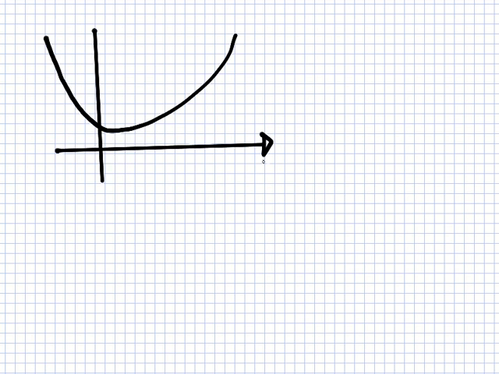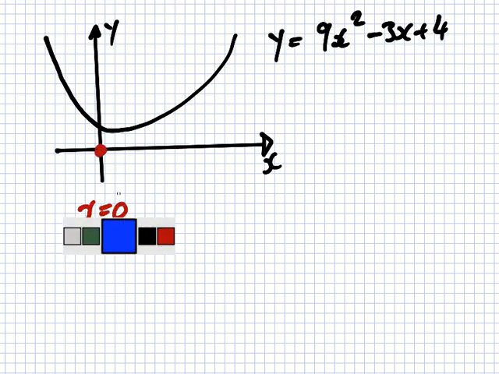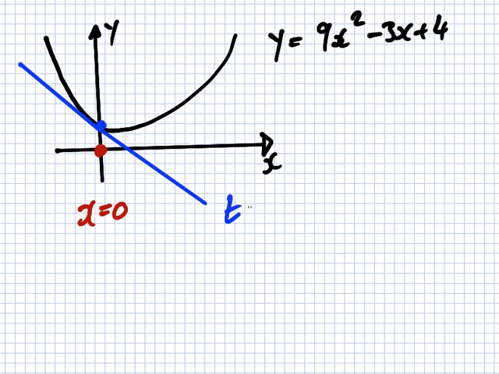I'll give you this time the quadratic. Well, I gave you that last time as well. So here's the quadratic. y equals 9x squared minus 3x plus 4. And I'll give you a point here. I'll say, let's use the point 0 to make it easy. And then we'll draw a tangent line at 0. Tangent at x equals 0. And this line has a slope.